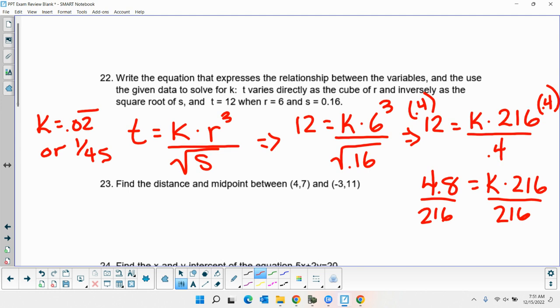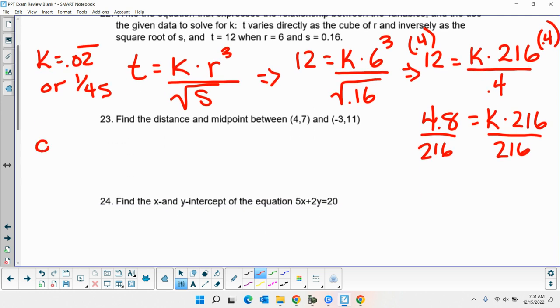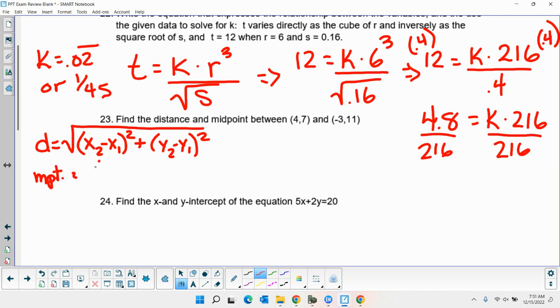All right, distance. This is probably something you might want to put on your card. You know the distance formula. It's x2 minus x1 squared plus y2 minus y1 squared. And then we take the square root. And then midpoint was a point. It was x1 plus x2 divided by 2 and y1 plus y2 divided by 2. So those are the two formulas for distance and midpoint. So that's something I would write on my note card so you have it.